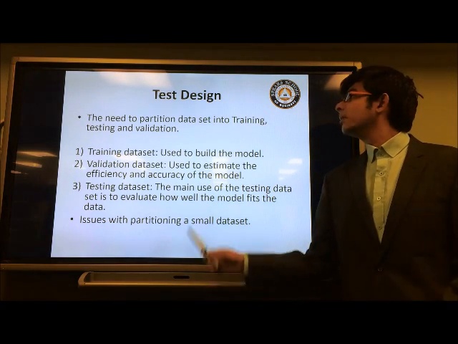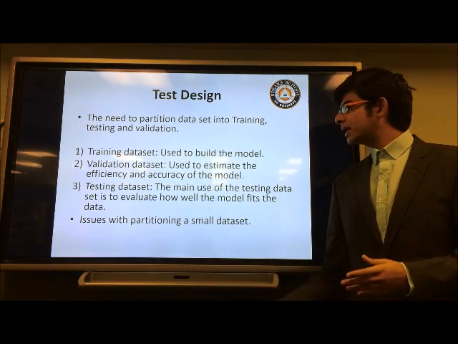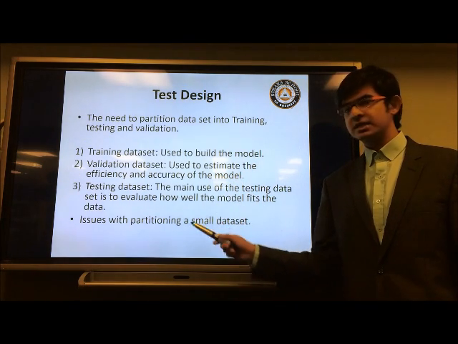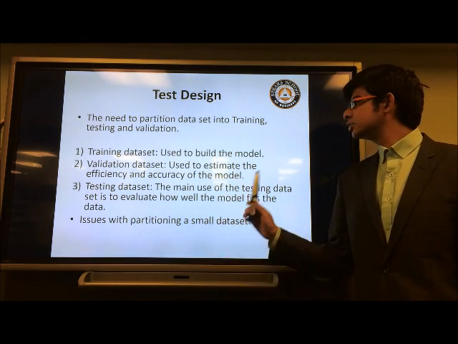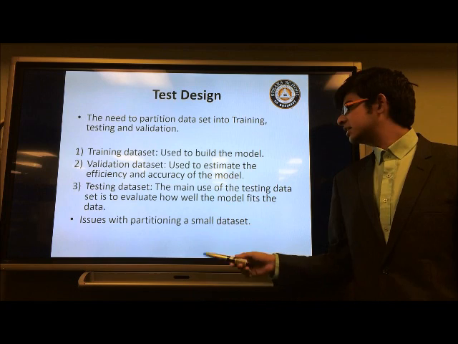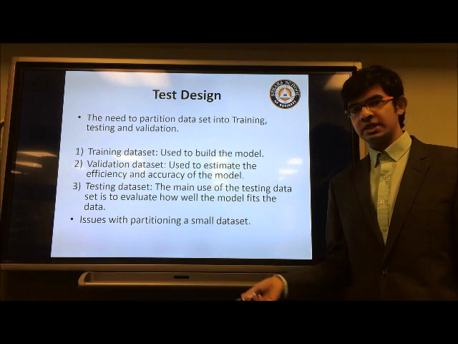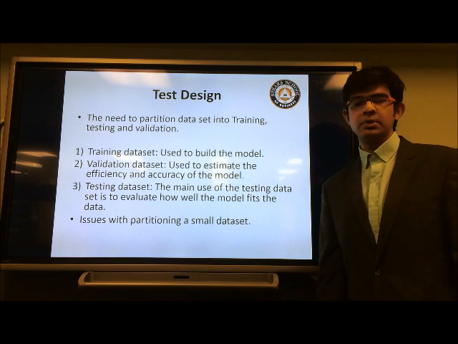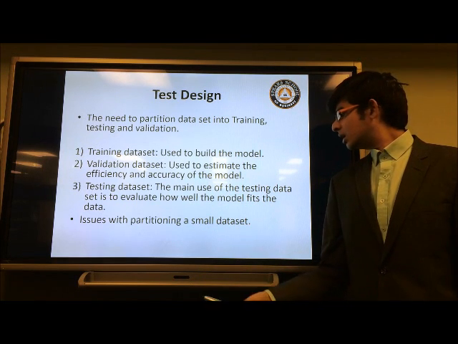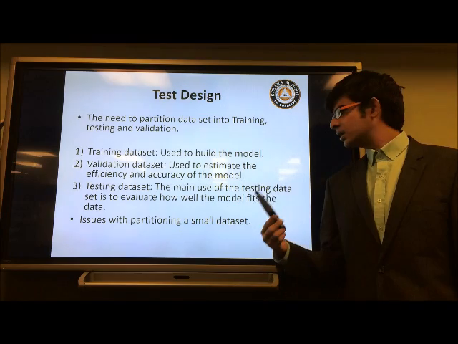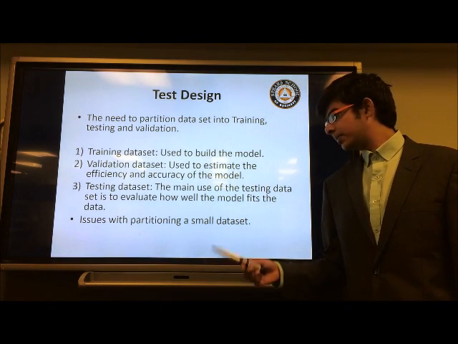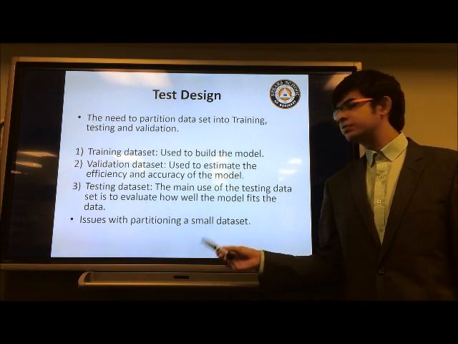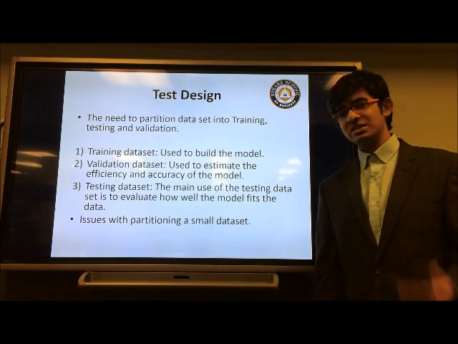In the test design, basically you partition the data into training, validation and testing data sets. The training data set is used to build the model. The testing data set is used to see how well the model fits outside the training data set. And the validation data set is used to estimate the efficiency and the accuracy of the model. Generally, you partition the data set when the data set is very big. In our case, the data set was very small, the number of records we had was just 70.